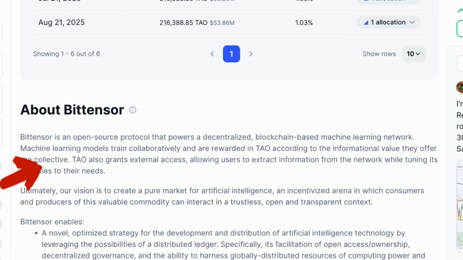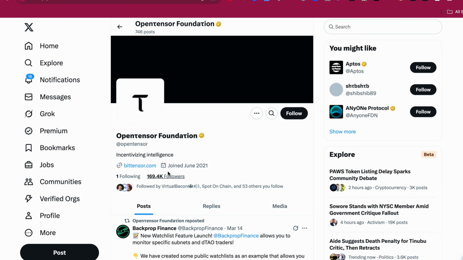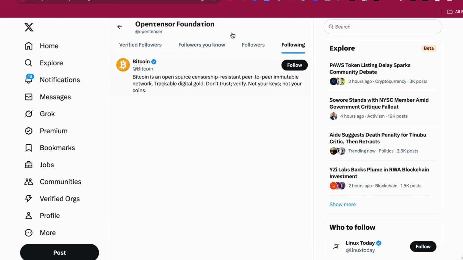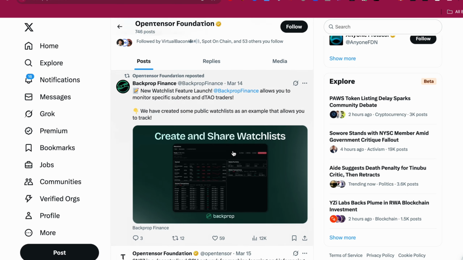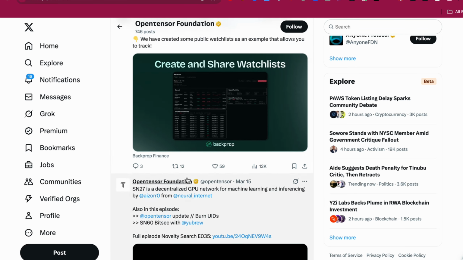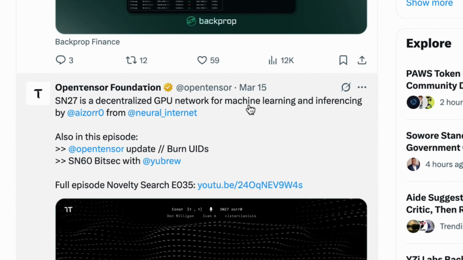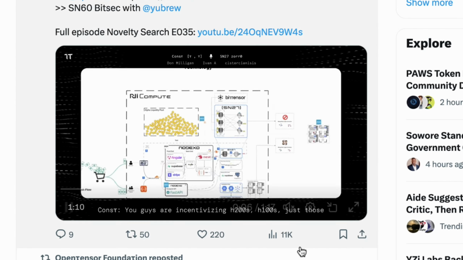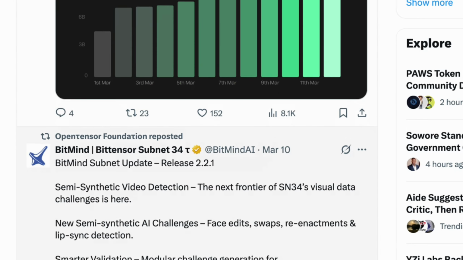And then next you want to check out their Twitter account. So this is their Twitter account right here. They have 169,000 followers. Let's see who they are following. They are following just Bitcoin. Okay, so you want to look out for what these guys have been posting. You want to do a lot of research right here to see if what they're posting is actually legitimate.